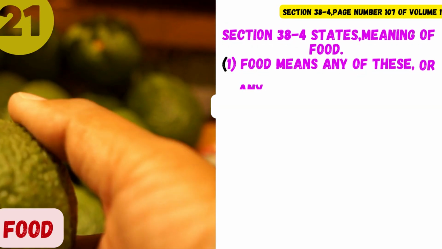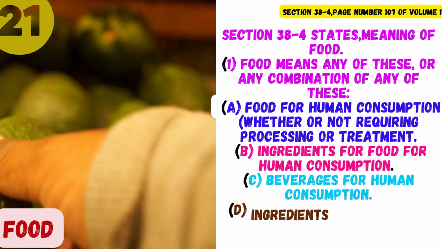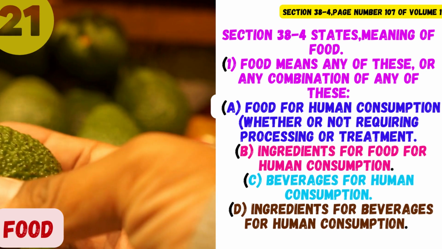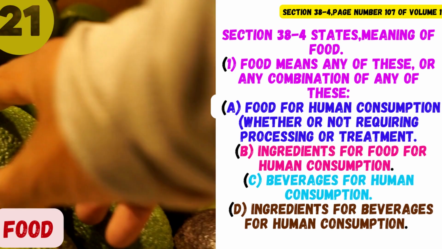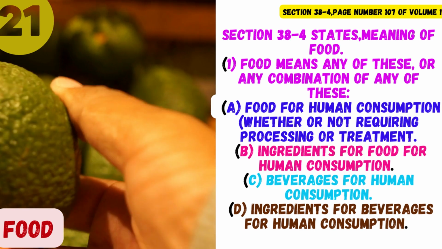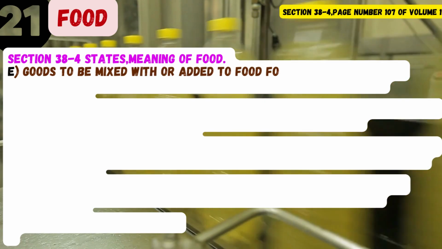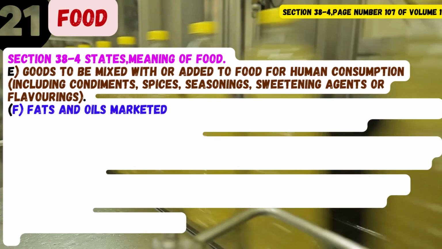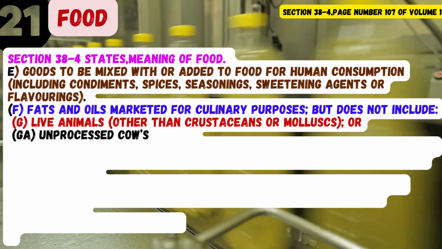Section 38-4 states, meaning of food. 1. Food means any of these, or any combination of any of these. A. Food for human consumption, whether or not requiring processing or treatment. B. Ingredients for food for human consumption. C. Beverages for human consumption. D. Ingredients for beverages for human consumption. E. Goods to be mixed with or added to food for human consumption, including condiments, spices, seasonings, sweetening agents or flavorings. F. Fats and oils marketed for culinary purposes, but does not include.